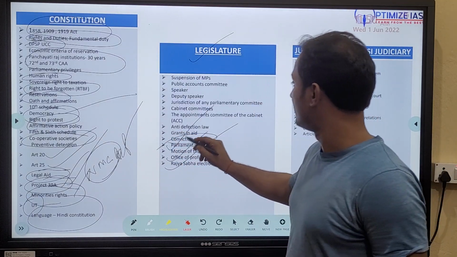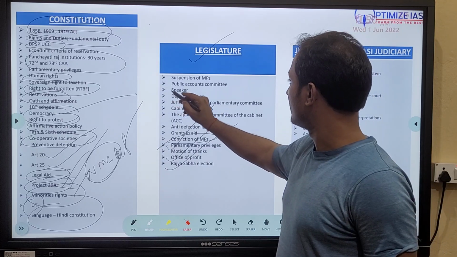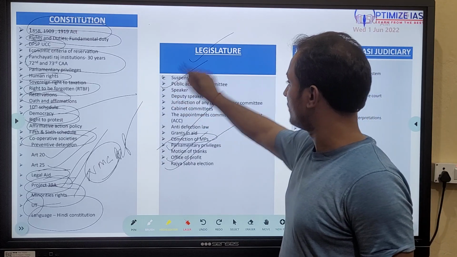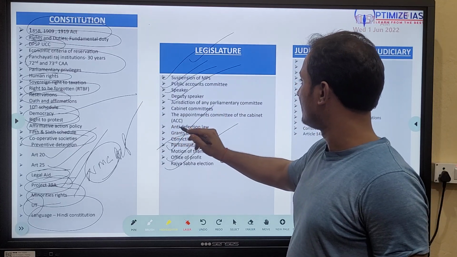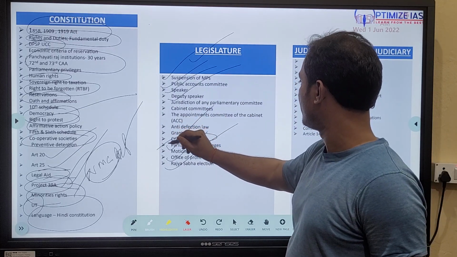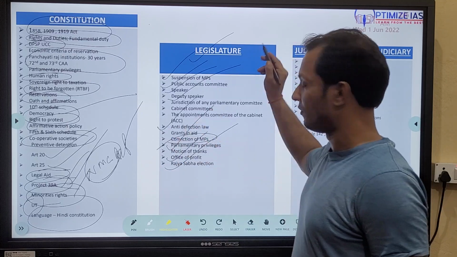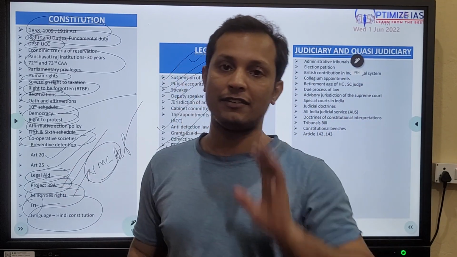Then you see here Public Accounts Committee, suspension of MPs, Speaker, Deputy Speaker, and then you see here anti-defection law, very important. Anti-defection law, guys, very important.